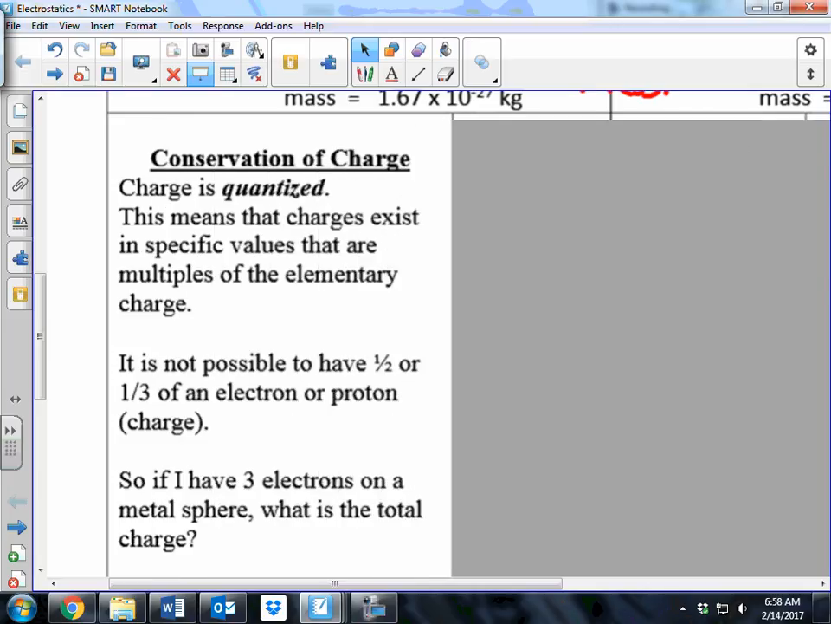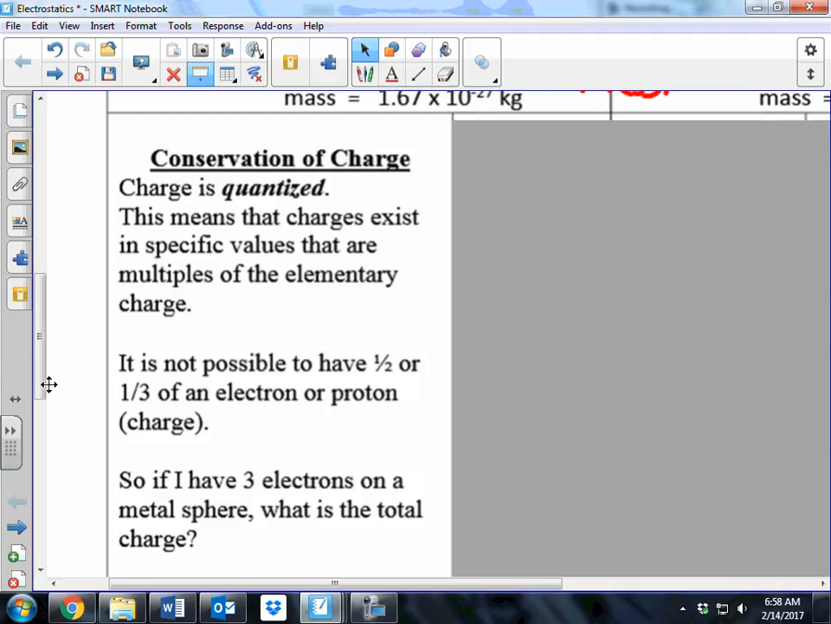Okay. So now that we know about the basics of charges, I want to talk about something called conservation of charge. It's also very close and similar to conservation of energy and conservation of momentum. So what conservation of charge means is charge is quantized. This means that charges exist in specific values that are multiples of the elementary charge.